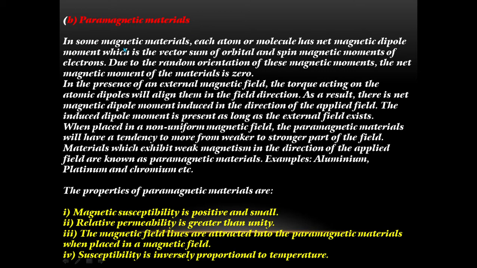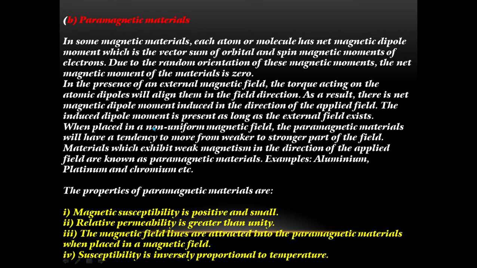Next, the second one, paramagnetic materials. In some magnetic materials, each atom or molecule has a net magnetic dipole moment, which is the vector sum of the orbital and spin magnetic moments of electrons. Due to the random orientation of these magnetic moments, the net magnetic moment of the material is 0. So, note down this point.